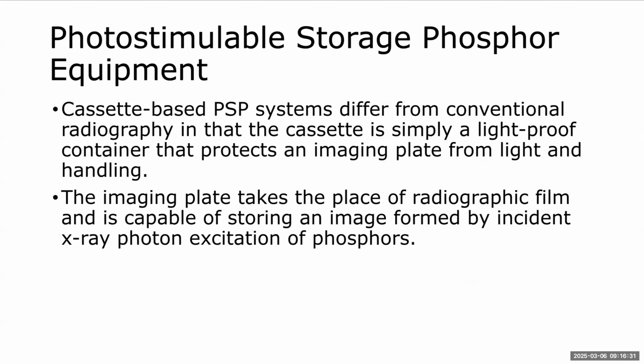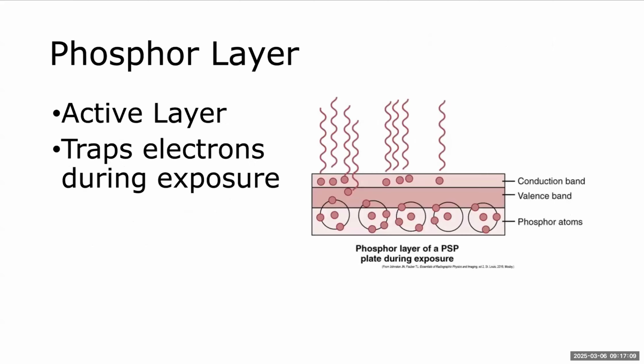Now getting into the specifics of how these IRs work. Cassette-based PSP systems differ from conventional radiography in that the cassette is simply a light-proof container. With film screen, we did have these cassettes, but they housed the film. So if you opened them in white light, the film was ruined. You have to replace it. You had to open those in the dark or in a darkroom with the red safety lights. The plate in PSPs takes the place of that film, and that is where the image is stored until it is put in the reader.